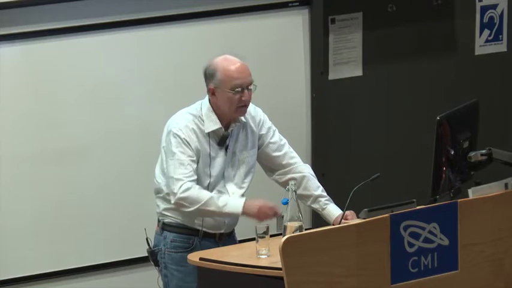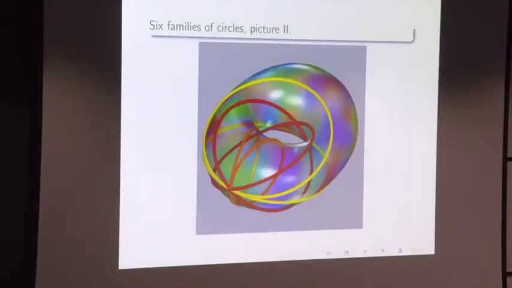And you see there, for instance, the two yellow families, they are in fact homotopic, and so when it becomes a torus, then the two yellows become just one, and the same with the orange families. When it becomes the torus, these two families just unite, but the others stay different.